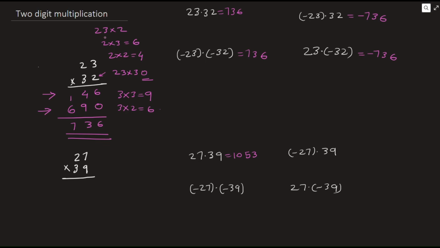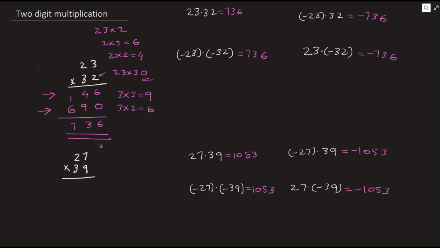The next numbers, instead of 23 and 32, I have 27 and 39. So again, I go through the various cases. If both are positive, the answer is 1053. If both are negative, the answer is again 1053. And if one is negative and one is positive, the answer is negative 1053. Here also the answer is negative 1053. Now let's learn how to find out the actual answer. So the same thing, I first find out the partial products.